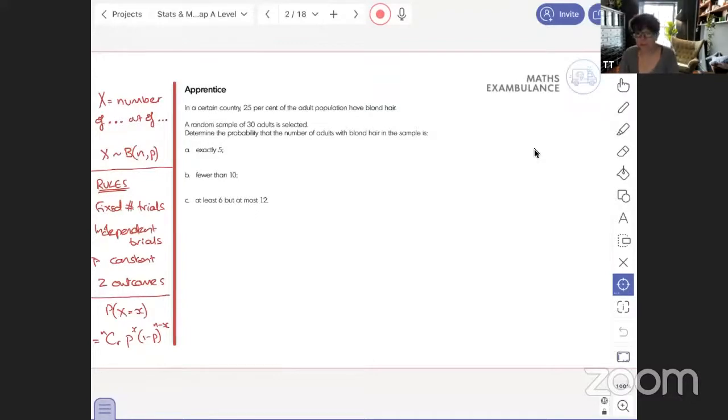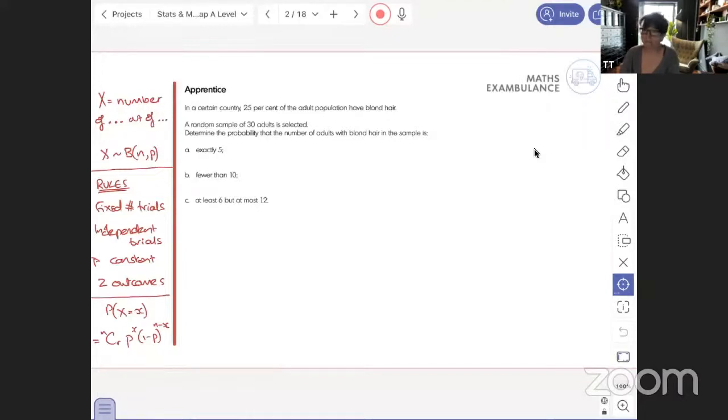This is the trouble with these questions. It's like, blah, words. Where's the maths? Right. Blah, blah, blah. 30 adults. So N is 30. I am picking 30 adults. There is a fixed number of trials. Each adult is a trial. Each adult, I'm going to say, do you or do you not have blonde hair? So what I'm measuring is the number of adults with blonde hair out of 30.